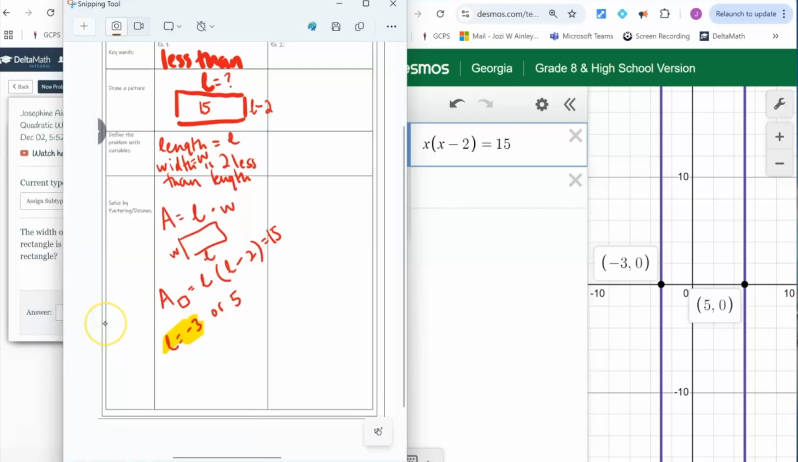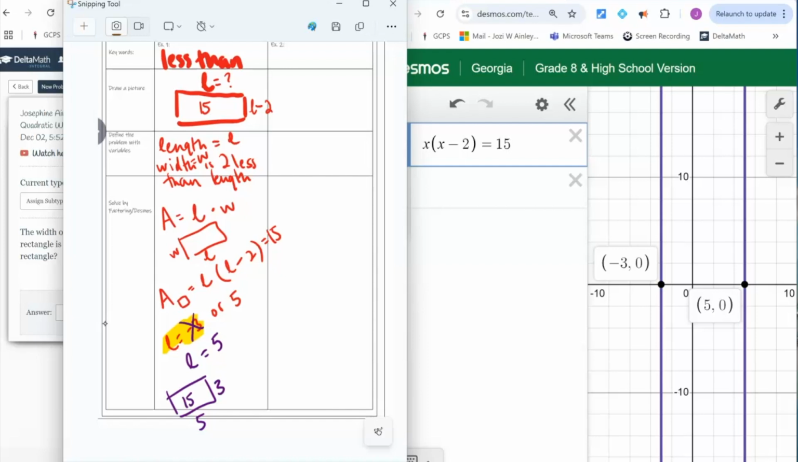So sometimes you get an answer and it doesn't make sense. So this doesn't make sense. So the length has to be what? 5. So if the length is 5, so my length of my rectangle, this length is 5. What does this have to be so that it's equal to 15 when I multiply them? Well, it has to be 3.